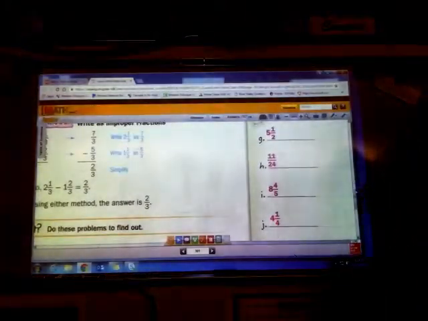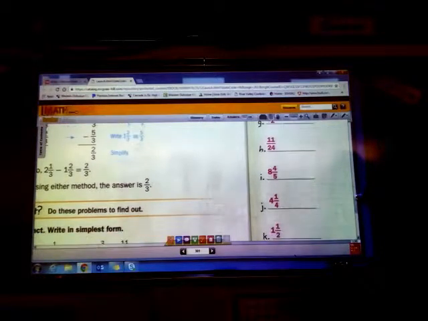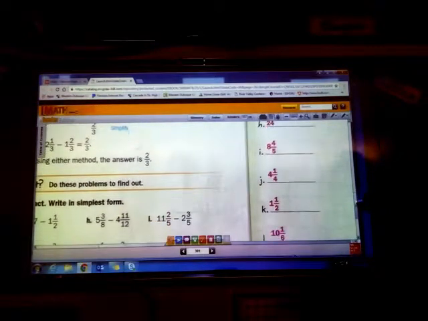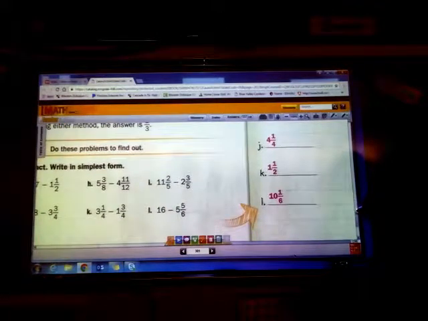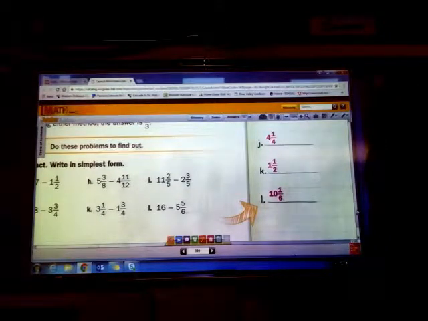For letter G, you should have 5 1/2. For letter H, 11/24. For letter I, 8 4/5. For letter J, 4 1/4. For letter K, 1 1/2. And then for letter L, 10 1/6.